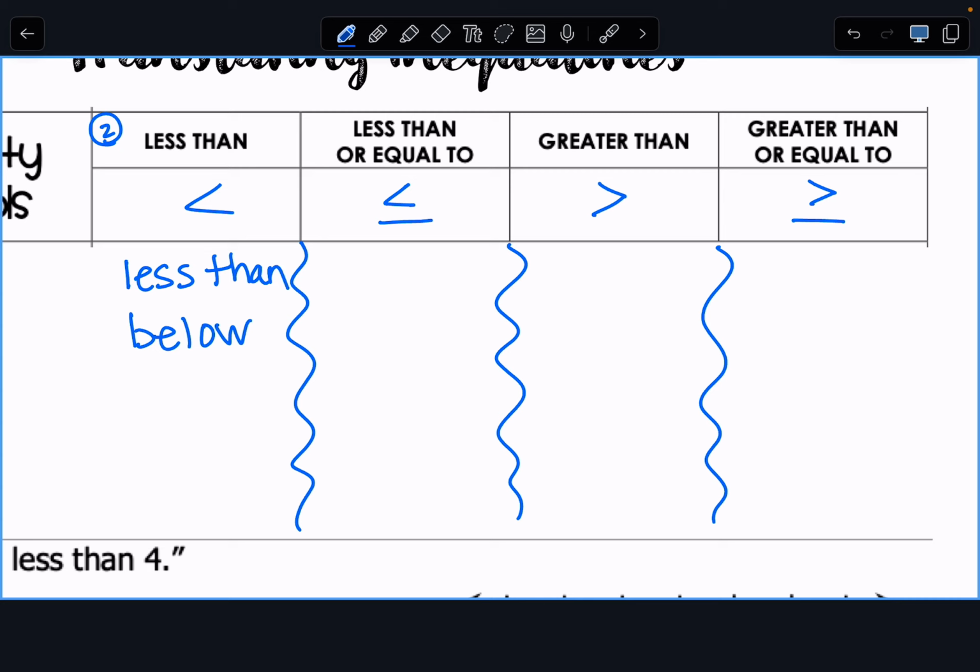Okay? The less than or equal to is what we have in box 4. So let's write down all of the words that are in box 4. 20 minutes left, guys. So less than or equal to, we have the phrase at most. We have the phrase maximum. No more than. And no more than.